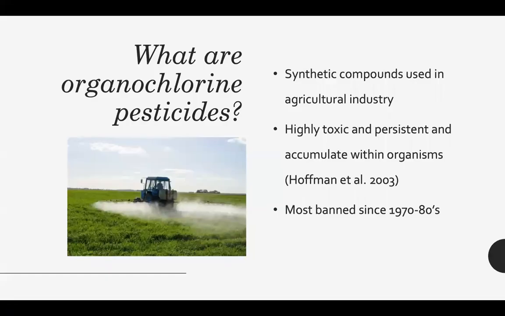So to start off, what are organochlorine pesticides? Organochlorines are synthetic compounds used primarily in the agricultural industry for their insecticidal properties. Organochlorines, including DDT, are highly toxic and persistent and accumulate within organisms. Most have been banned since the 1970s to 80s due to the recognition of the harmful effects they have on human and environmental health.